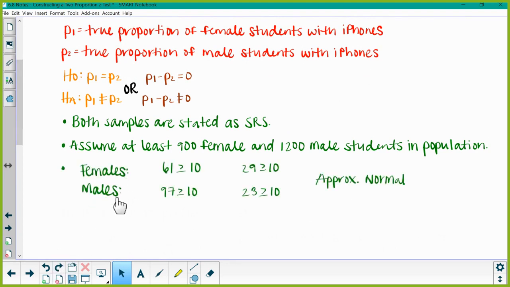I have my females, I have my males. The successes for females is 61, which is greater than 10. The fails for females is 29, which is greater than 10. My successes for males is 97, which is greater than 10, and fails is 23, which is greater than 10. And since all of these conditions are met, we can assume that we have an approximately normal distribution.